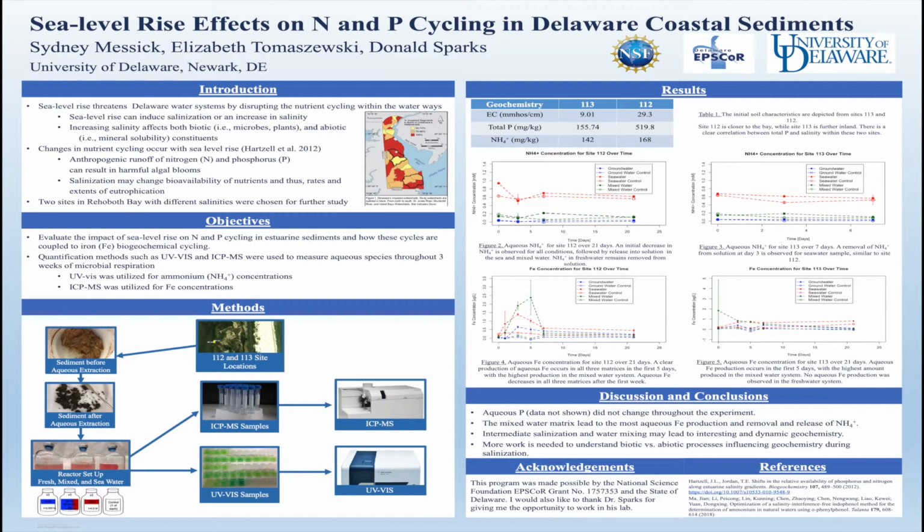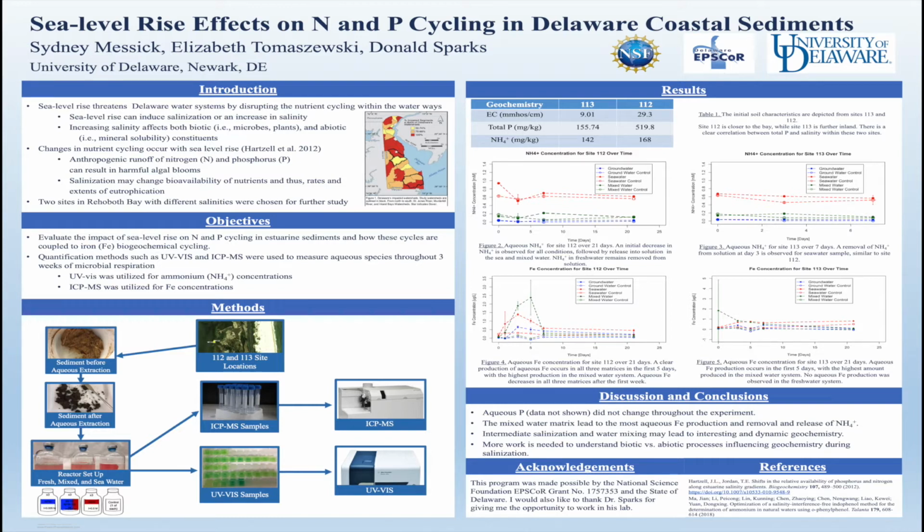Changes in nutrient cycling with sea level rise can be caused by anthropogenic runoff of nitrogen or phosphorus, which results in harmful algal blooms. This is bad because when you have an excess of nutrients in an ecosystem, it can cause death of fish or plants within the ecosystem, which obviously is not great, so this should be avoided.